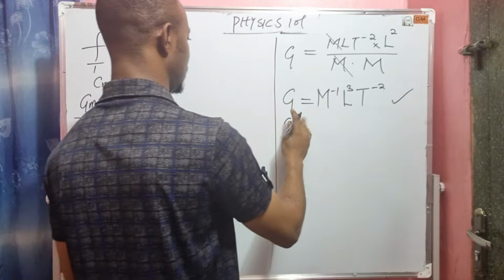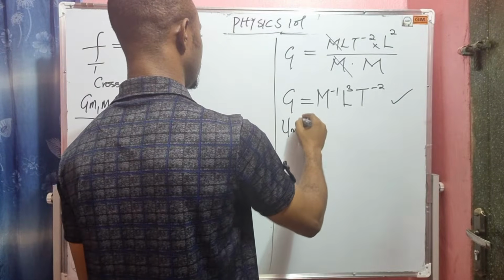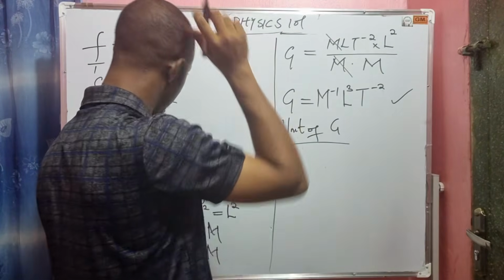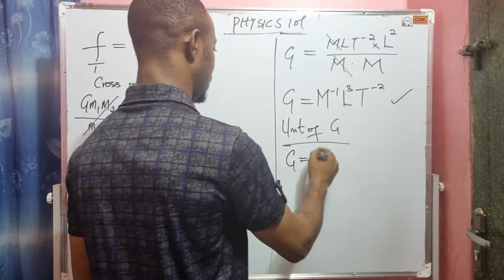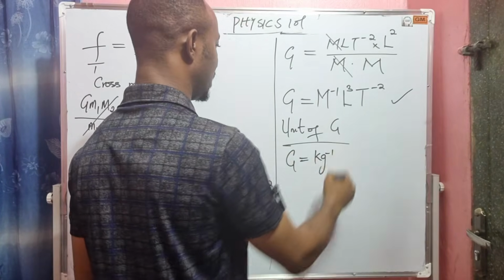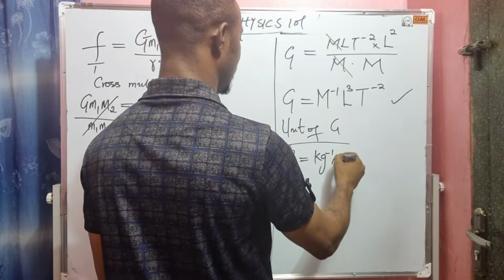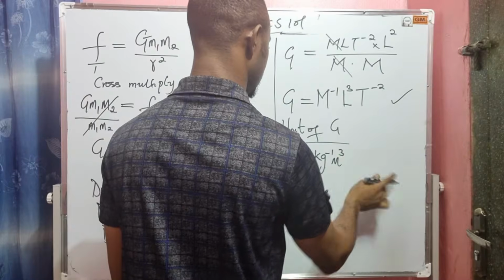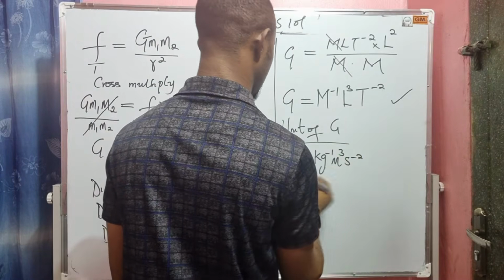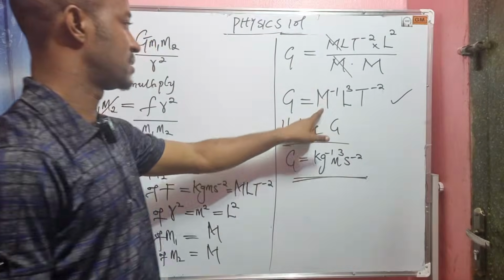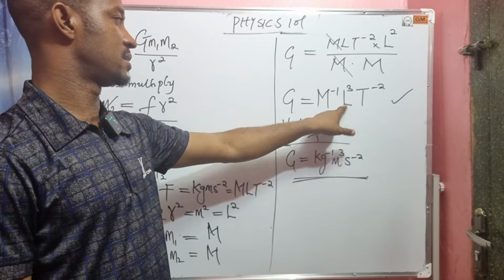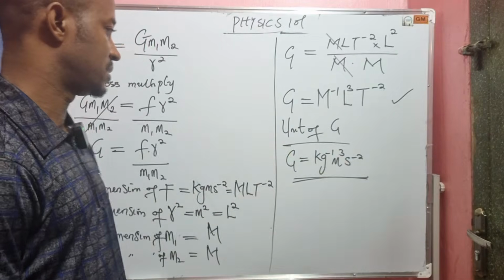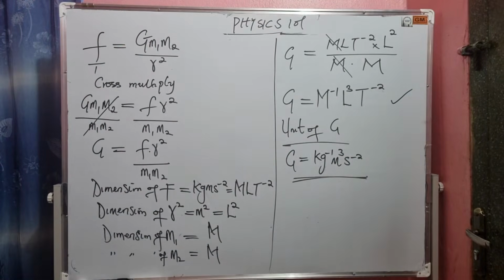What if we are now asked to find the units from the dimension? This is very simple. The unit of G, this is our mass, which is kilogram per kilogram. We have meter cube per second square. The unit of G. Mass is kilogram, length is meter, and time is second. So we are done with this question. The next question.